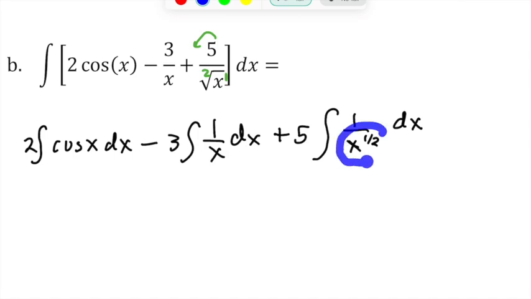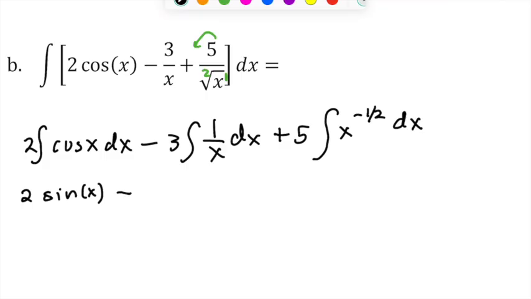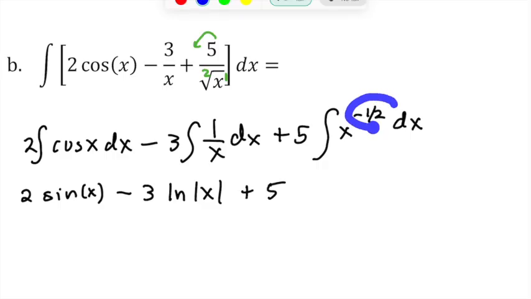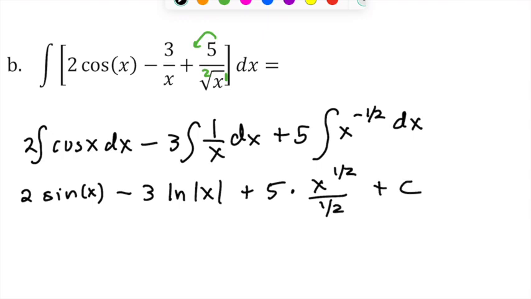And then again, we're going to write this as a negative 1/2. Okay, so taking each of these integrals separately, we're going to get 2. The integral of cosine is sine. Minus 3. The integral of 1 over x is log of x. Make sure you write the absolute value. Plus 5. And then if we add 1 to this, we're going to get 1/2. And then we're going to have to divide it by 1/2. And we always have our plus c at the very end.